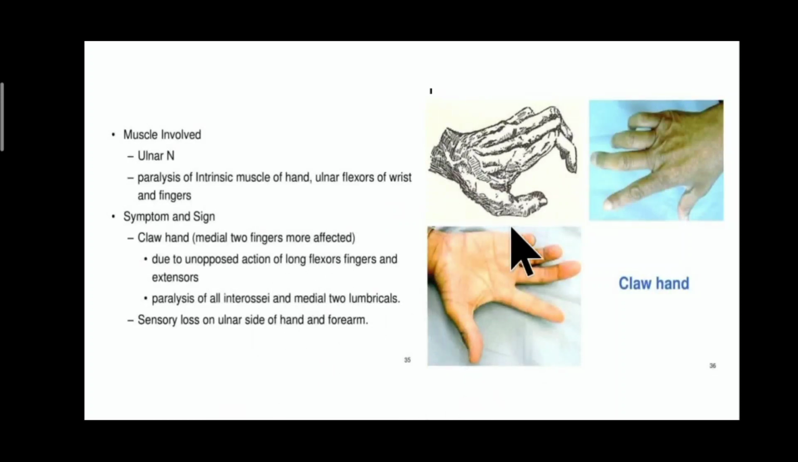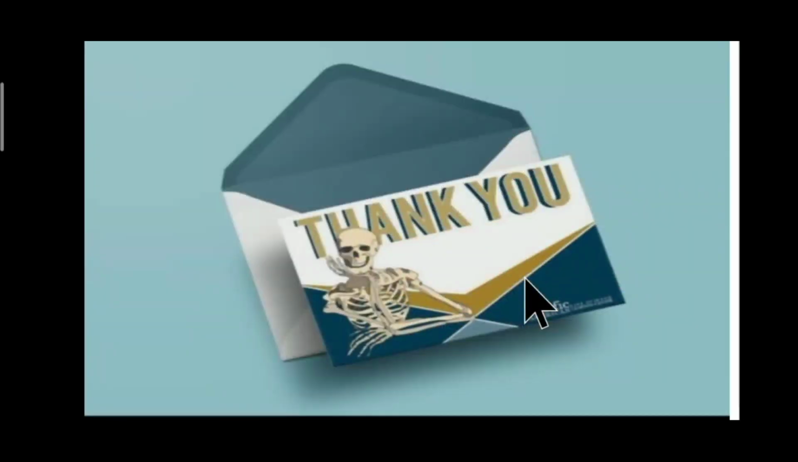Here the long flexors of the fingers are unopposed, meaning unopposed action of the long flexors of the fingers and extensors, and paralysis of all the interossei and the medial two lumbricals happens. And this is the claw hand. This is mostly affected in the medial two fingers.